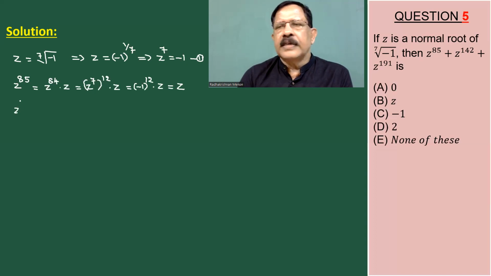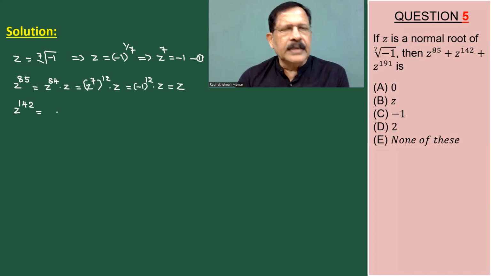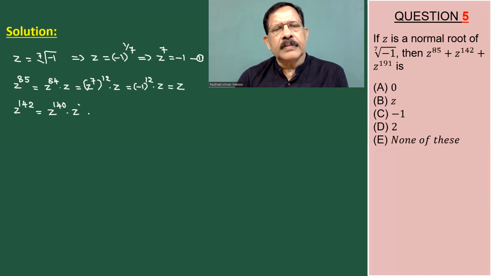Similarly, Z raised to 142. Same way, I am separating multiples of 7. So we are getting Z raised to 140 into Z square. Z raised to 140 is what? Z raised to 7, the whole raised to 20, into Z square. Now, what is Z raised to 7? Again, it is minus 1. Minus 1 raised to 20 into Z square. So minus 1 raised to 20 is plus 1. So we are getting Z square.